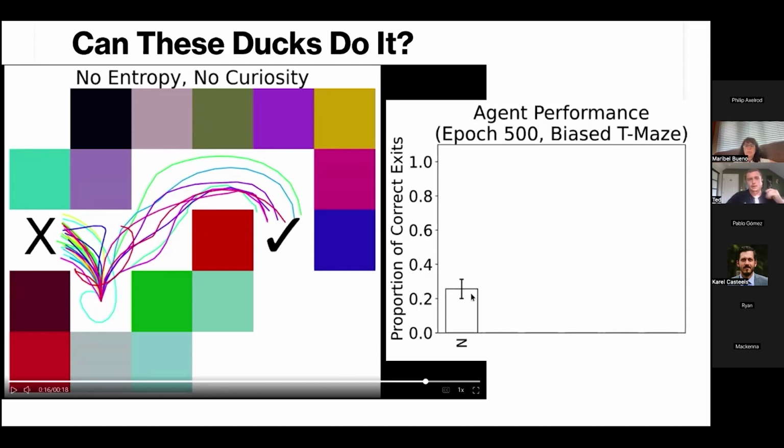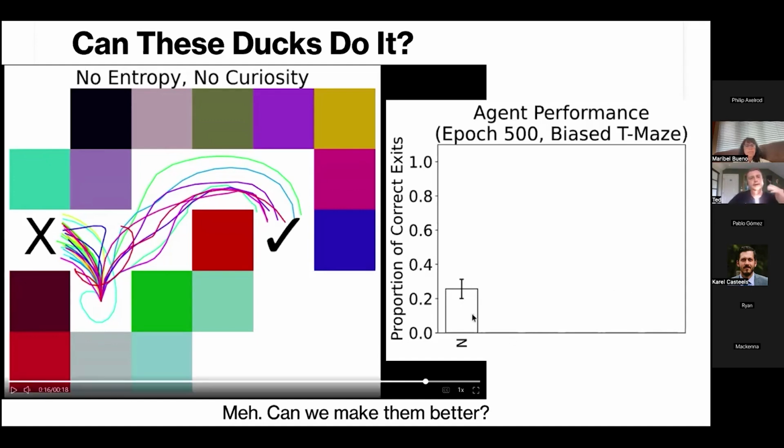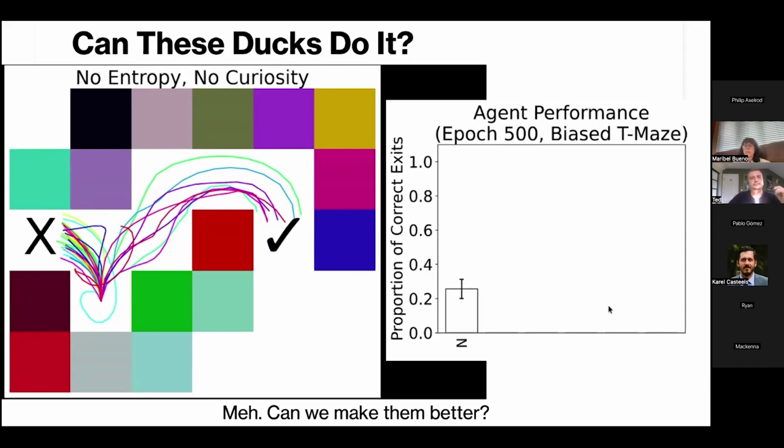This bar plot here is the confidence interval, we are 99% sure the correct proportion of ducks choosing the better exit is in here somewhere. So we're pretty confident about it. And I'll say these ducks aren't doing terribly well. 25% of the time, those aren't very successful ducks. How can we make these ducks perform better? Find the correct exit more often.